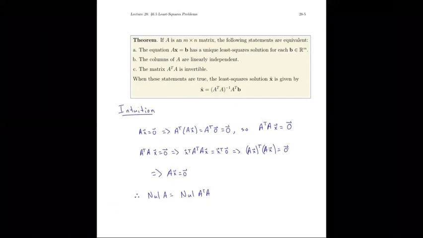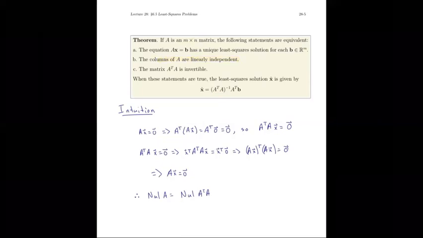It turns out the key to this proof is to show that the null space of A is equal to the null space of A transpose A. Now, A transpose A is n by n. It has n columns. A is m by n. It has n columns. Note that we talk about the columns of A, of which there are n, in terms of their linear independence or dependence.